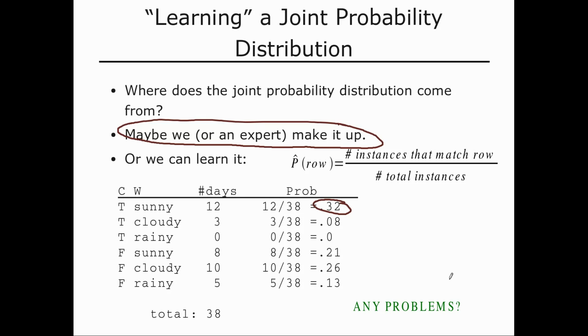So any problems? There's actually a huge problem. There's a glaring, enormous, serious problem that I've been hiding from you up to this point. And that problem becomes more clear when we think of what's going to happen if I add another variable to this domain that I'm interested in here, right? What happens when I add, say, the temperature? Is it cold or is it hot?